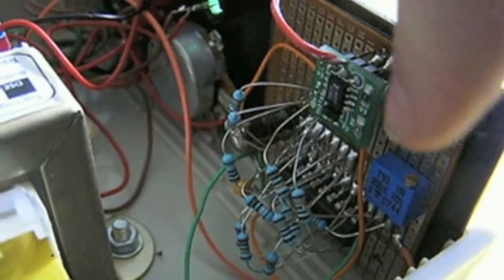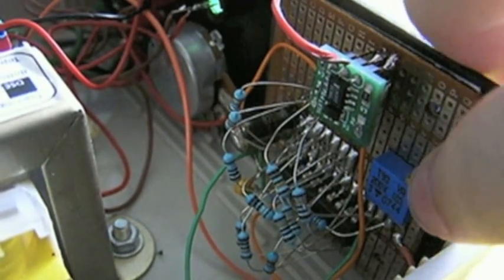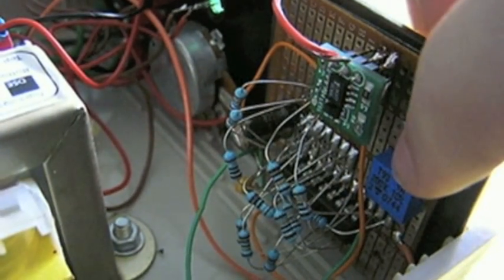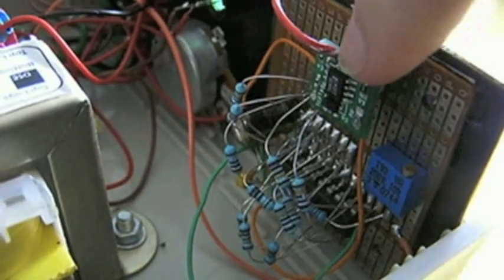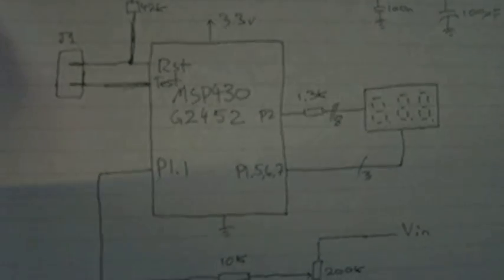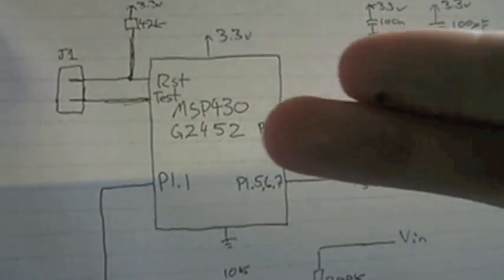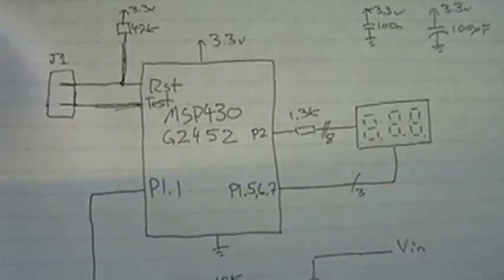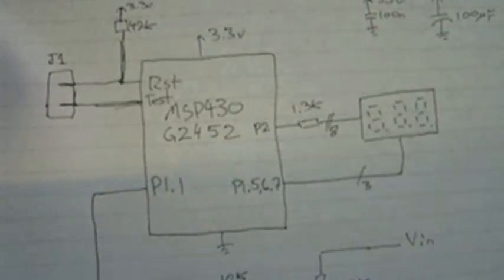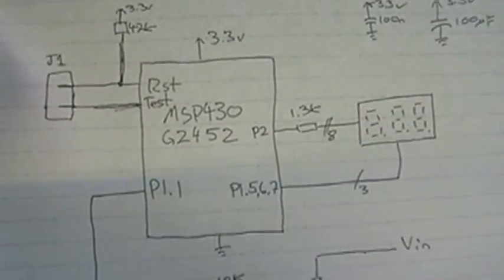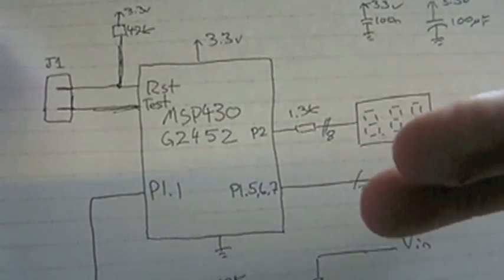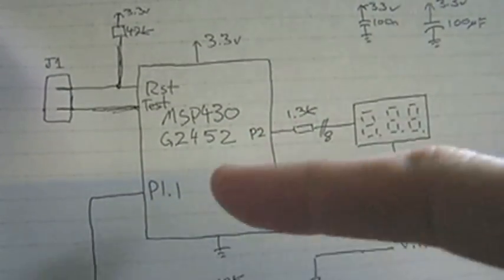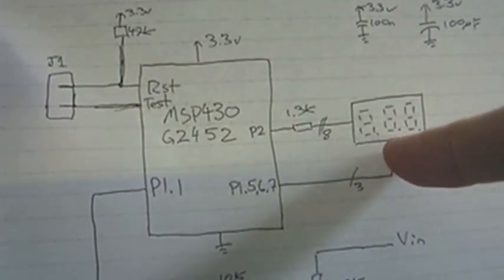And on the side is a multi-turn trim pot, which is used to calibrate the voltage that's displayed on the front panel. So this is the schematic. Basically, it's just an MSP microcontroller in the center. This one's a G2452 part. Basically, any part that has ADC input, ADC10 input, and enough pins to drive the character display will be fine.